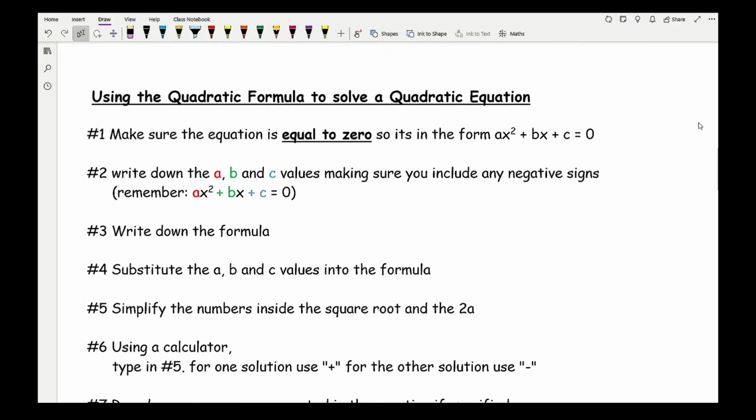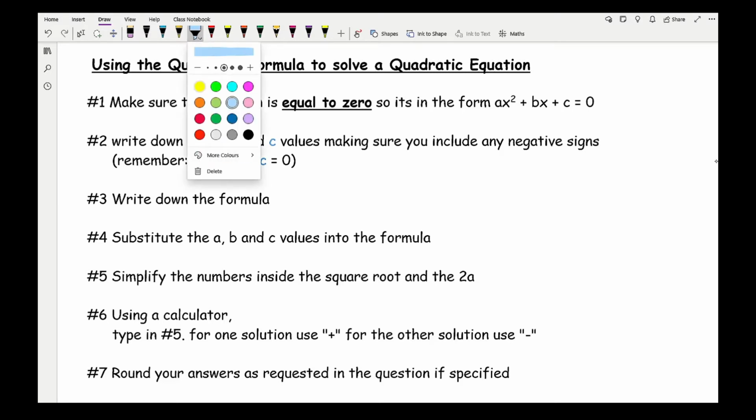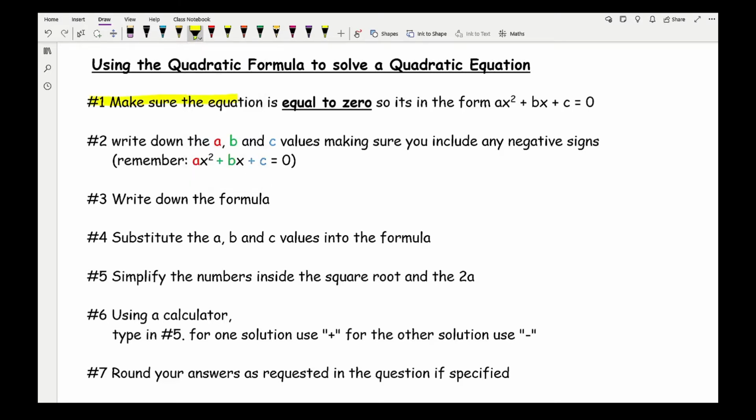So let's quickly run through the method of how we actually solve a quadratic equation using the quadratic formula. I'd recommend making a note of these, and if any of these steps do not make sense, then hopefully they will when we go through some examples, and we will go through quite a few. As I mentioned, the very first important thing that a lot of students tend to mess up on is this first rule: make sure that the equation is equal to 0. Whenever you're solving any quadratic equation, regardless of what method you use, you have to make sure it's equal to 0. The next thing we then need to do is write down the a, b, c values from the equation.